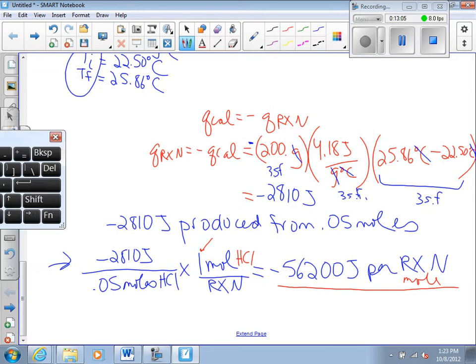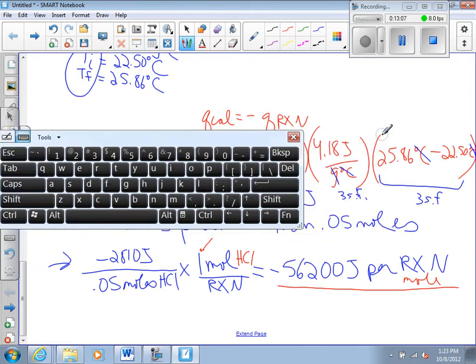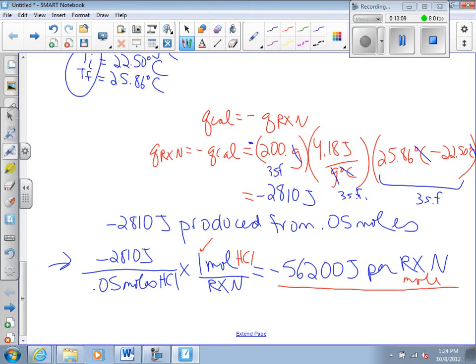And that's why right here I only have my 0.05 moles of HCl. I could have substituted 0.05 moles of NaOH in the bottom here, and I would have gotten the same result. If I had done that, I would have NaOH right there, and again, I would have gotten the same result.